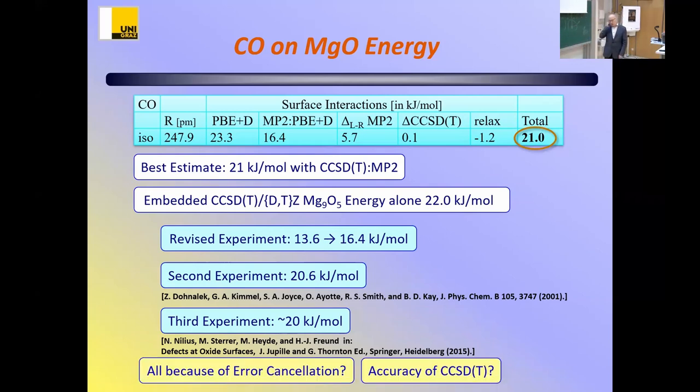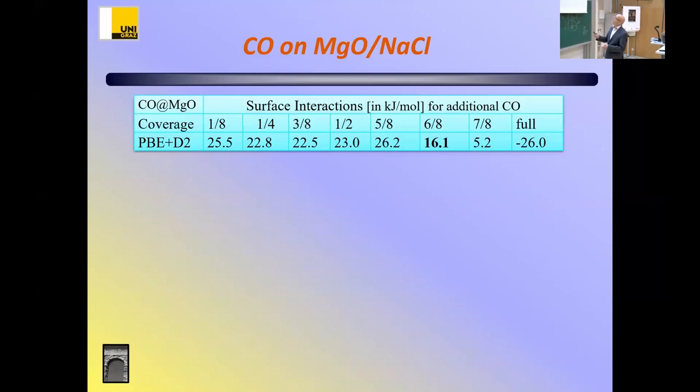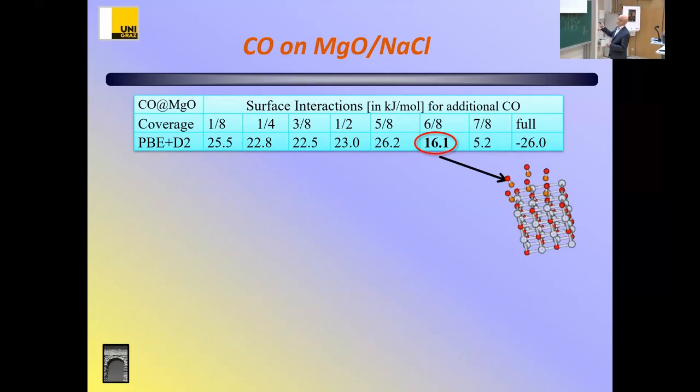And the question is now, how good are we? Is this all because of error cancellation? What is the accuracy of coupled cluster in general, even for those periodic systems? One thing we noticed, and where we think it came from, is a high coverage. What is happening on magnesium oxide is that you don't have a full coverage because the molecules start to repel each other, because they build up a dipole moment. And they're close enough to start to repel each other.